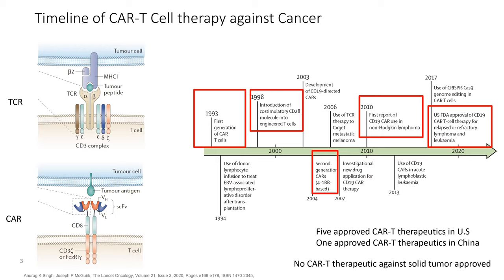And in 2010 and 2013, CAR T therapy was used to treat B cell lymphoma and B cell leukemia patients. And in 2017, the US FDA approved the first CD19 targeting CAR T therapy as a drug. And until now, there are 5 approved CAR T therapeutics in the United States, and 1 approved CAR T therapeutic in China. However, all these approved CAR T therapeutics are against hematopoietic cancer, not for solid tumor.